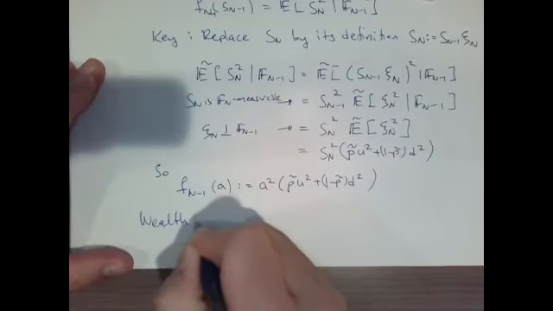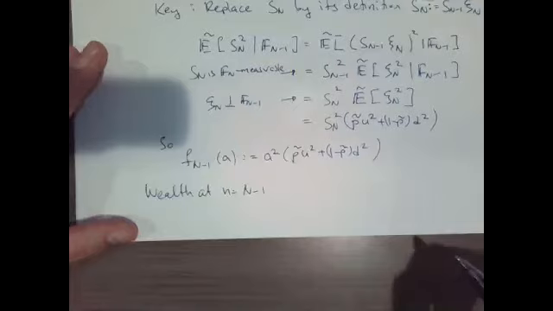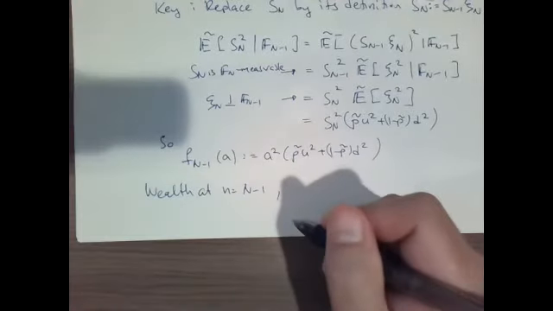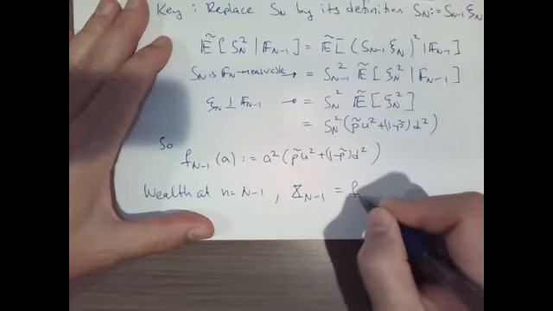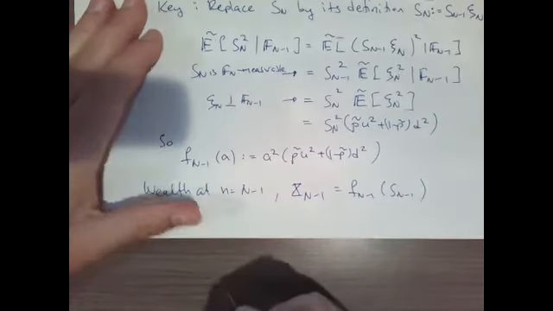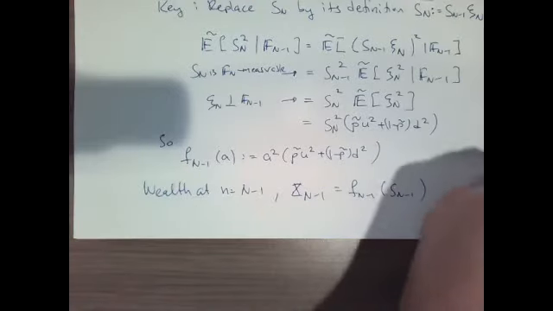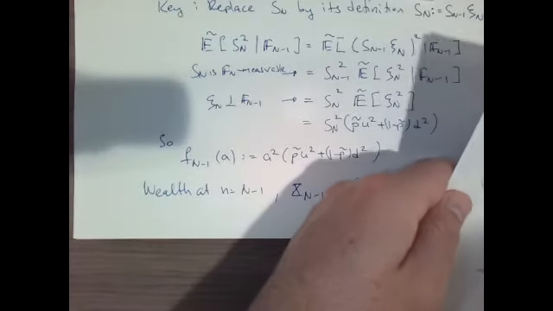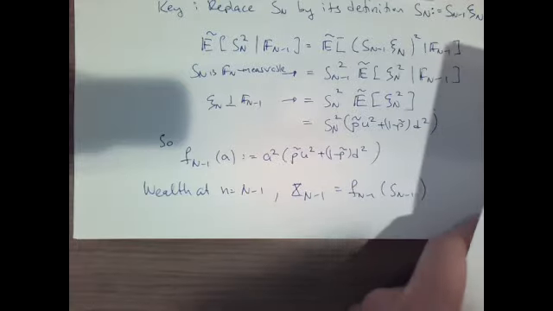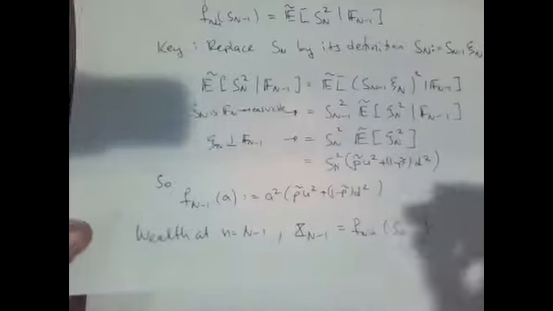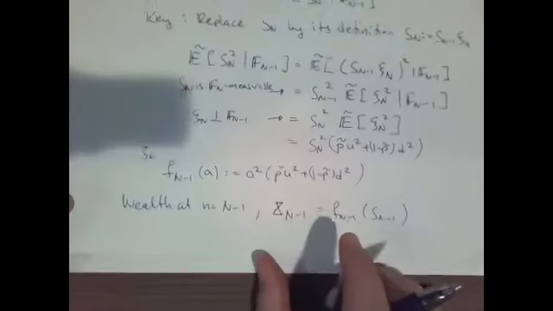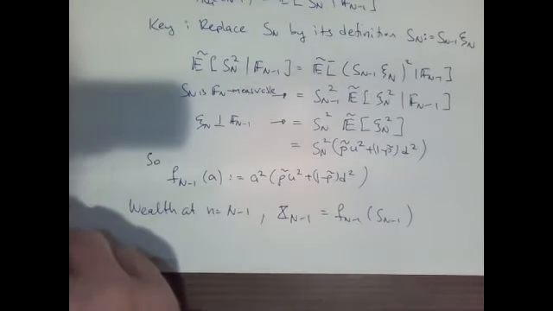So my wealth now, the wealth at the last step, is going to be X_{n-1}. This is going to be exactly my f_{n-1} applied to S_{n-1}. So that was the first step in this exercise. The second step is, now that we have the wealth, how do we get the portfolio holdings?